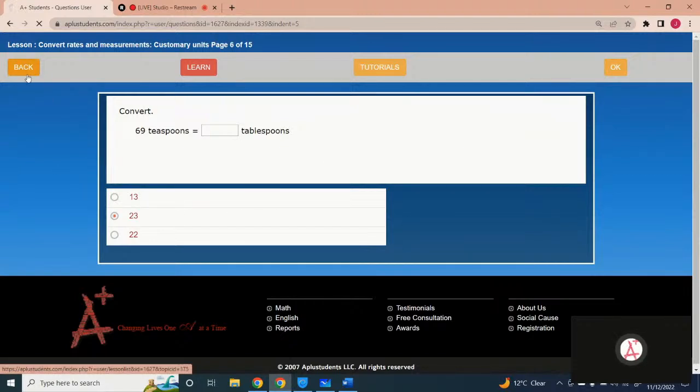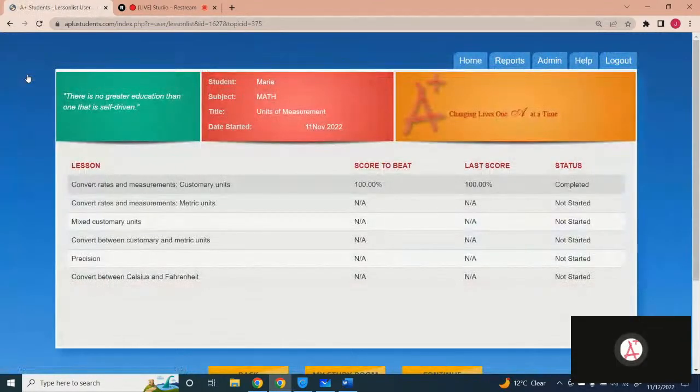So we have covered 4 topics today. Three of the topics are from the chapter proportional relationships. We have done find the constant of proportionality word problems, solve problems involving proportional relationships, then the final test for the chapter. Then we started the new chapter, unit of measurement. We have done the first topic, convert rates and measurements customary units.